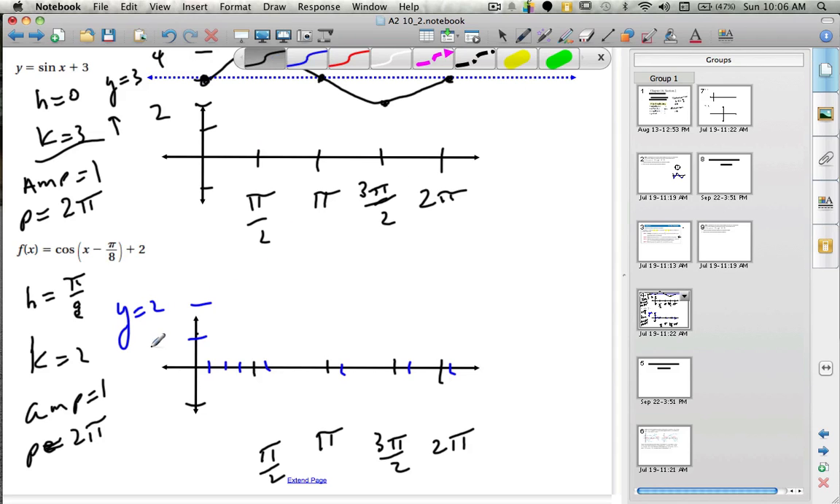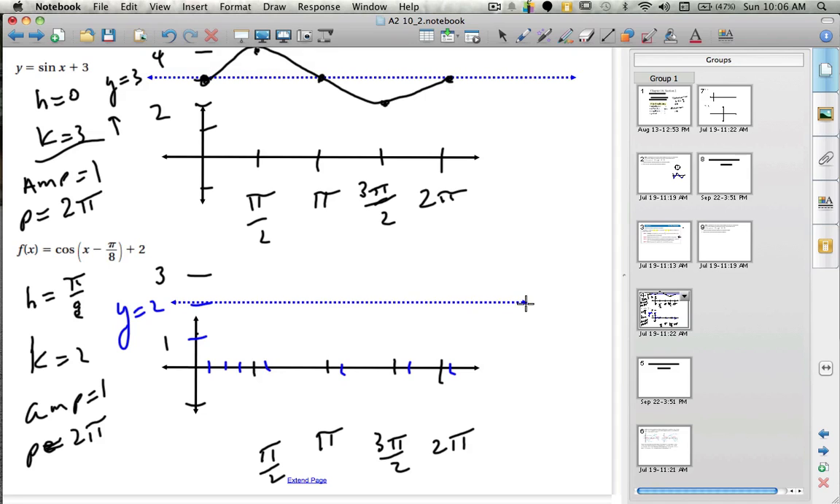So my lower amplitude will be at 1 and my upper amplitude will be at 3. And let me put in my midline right there. So I'm going to start here at pi over 8. I'm going to go to the next quarter plus the pi over 8, and I'll be at my upper amplitude. Then to my midline, lower amplitude. And there, except here's the problem.